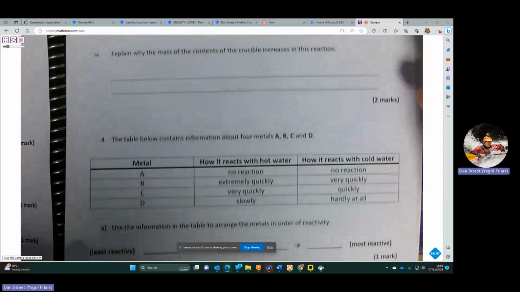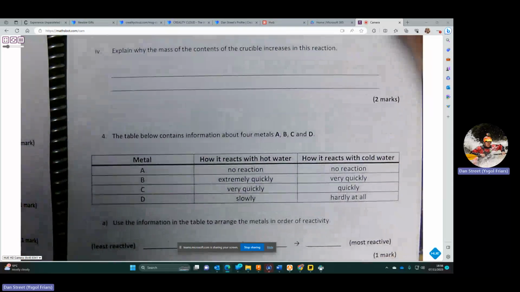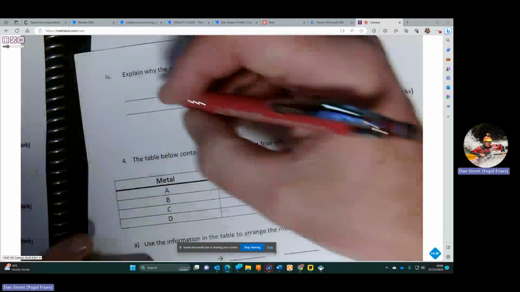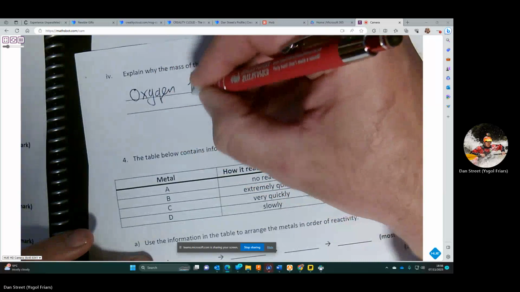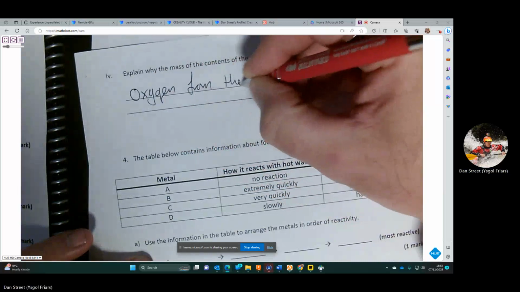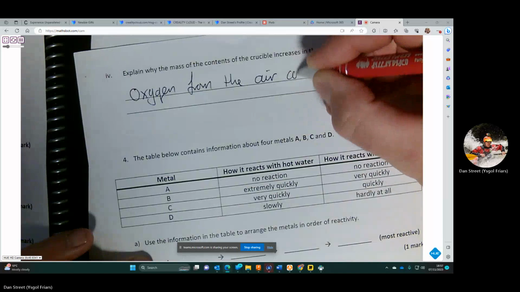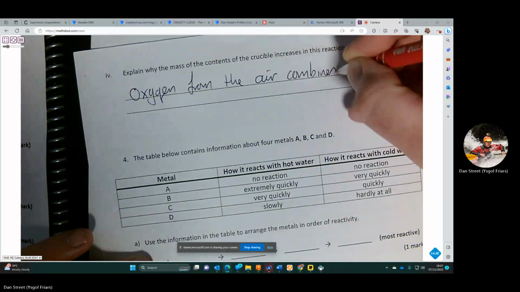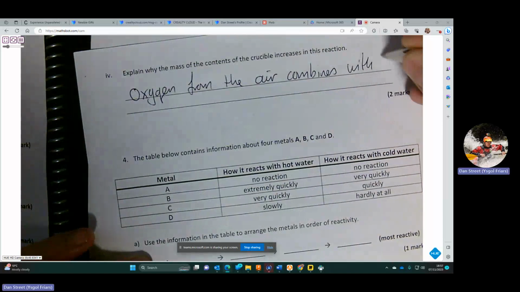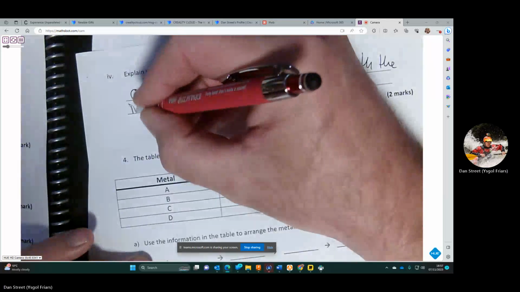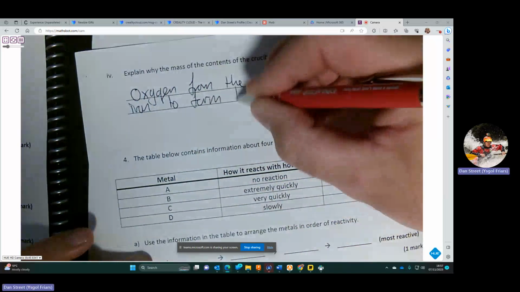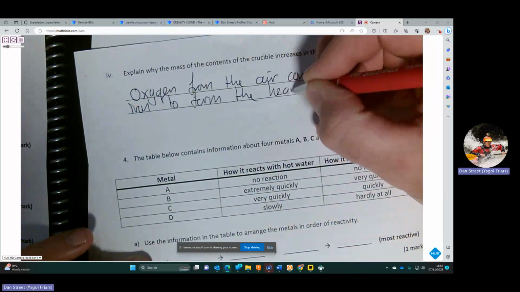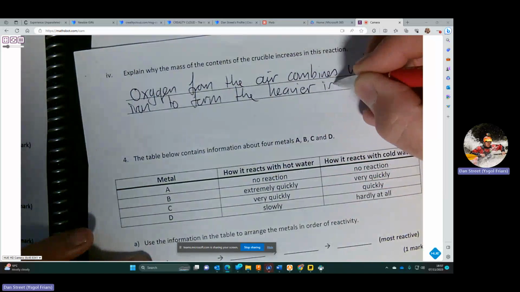And then the final part of number 3 is here. Explain why the mass of the contents of the crucible increases in the reaction. And that's because oxygen from the air combines with the iron to form the heavier iron oxide.